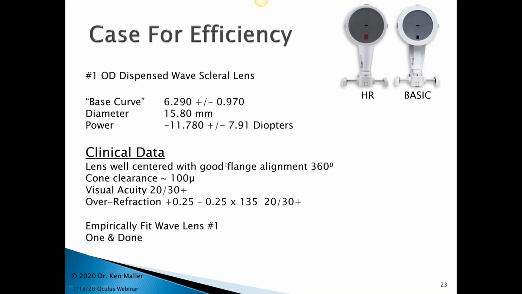Let's move on. I designed up my first Wave scleral lens. It had a base curve, and I put that in quotes because it's not really a base curve, of 6.290, but plus or minus 0.970. What that number refers to is actually a 2 standard deviation unit spread of all the curves through the back surface of this lens. So the better way you can think of that, we'll just round this number up to 1. So you can think of my curves on the back of this lens that are varying from about 529 to 729.